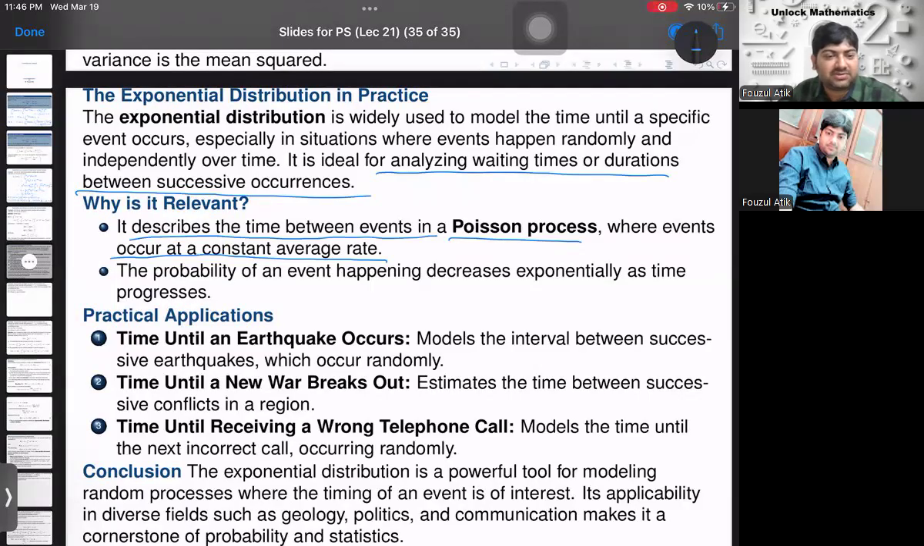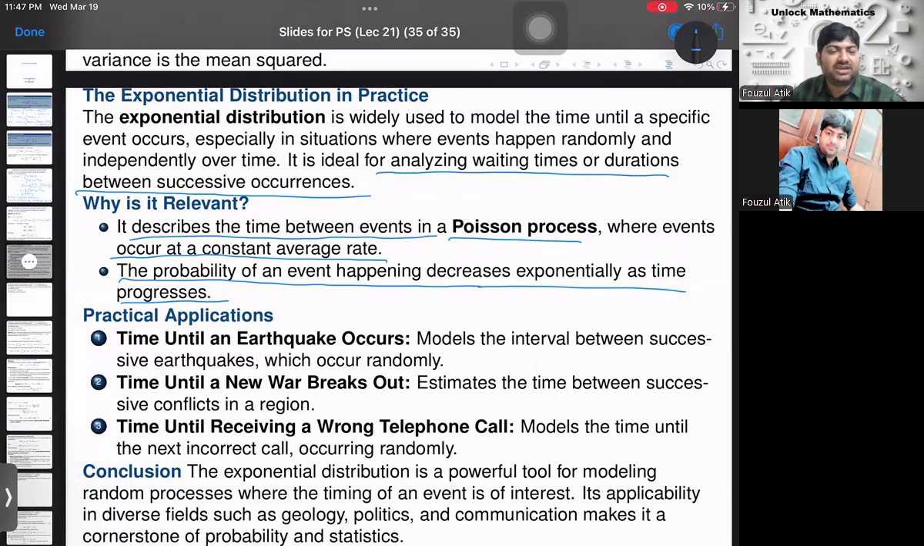Then it describes the time. And what we have seen is that the probability of an event happening decreases exponentially as time progresses, because it is lambda e power minus lambda x. Whenever you increase x, e to the power minus x is actually decreasing, right? And how is it decreasing? It is decreasing exponentially. If you see the graph, you will see it decreasing exponentially. Therefore, we can make this statement that the probability of the event happening decreases exponentially as time progresses.